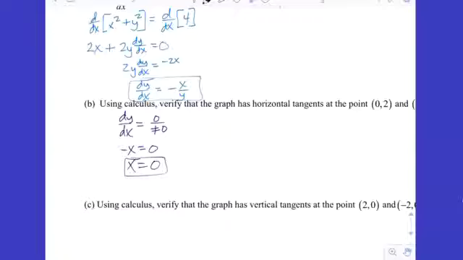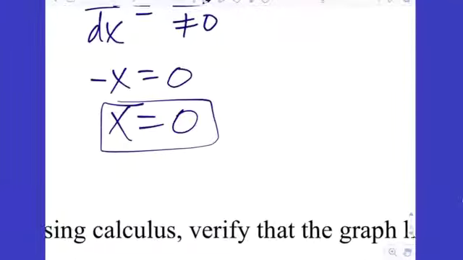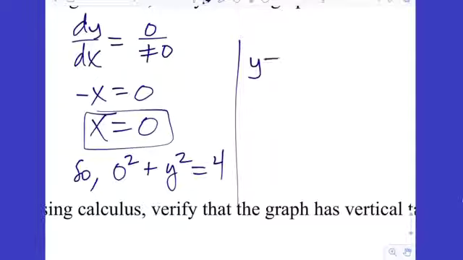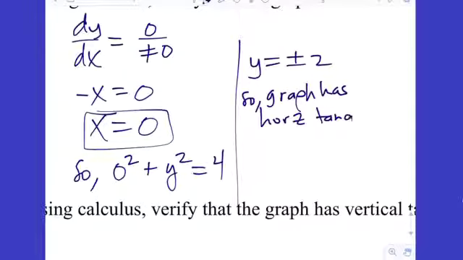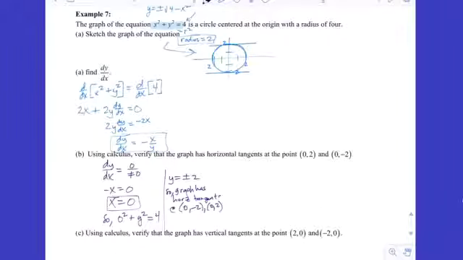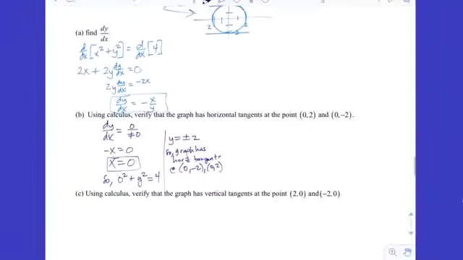So when x is 0, how do you find the y values? You plug it back into the equation of the circle. So you get 0 squared, that's x squared, plus y squared equals 4. Plug it back into the original circle equation, and that gives you that y equals plus or minus 2 when you extract both square roots. So we know that the graph now has horizontal tangents at the points (0, negative 2) and (0, 2), and that is consistent with what we had up here.